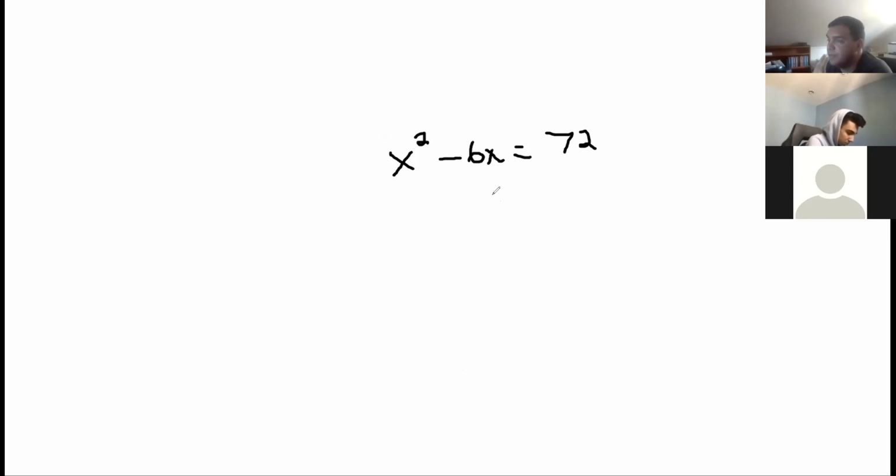You ready, Shayna? Yeah, I got it. Step 1, and I wrote the steps in the Google Classroom, so you could just copy them down if you ever do that. x² minus 6x. I want to make this a perfect square trinomial, something that's easy to factor. So I'm going to put a c there as a placeholder.